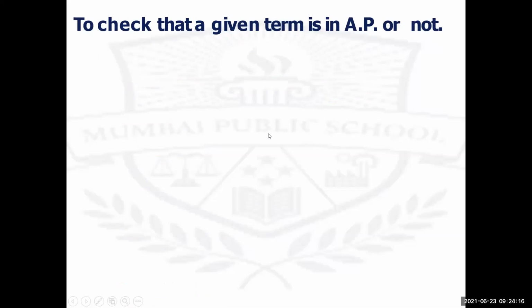To check whether a given sequence is in AP or not. How do you check whether the given sequence is in AP or not? See, the sequence is 2, 6, 10, 14. Now what will you do? The first term is A.